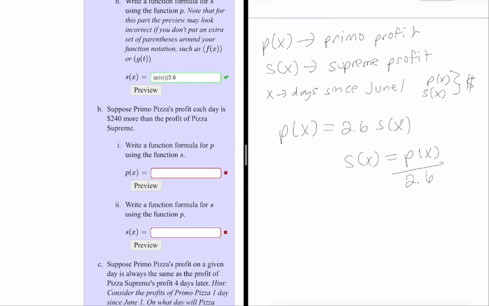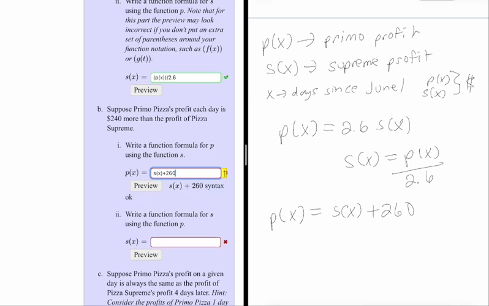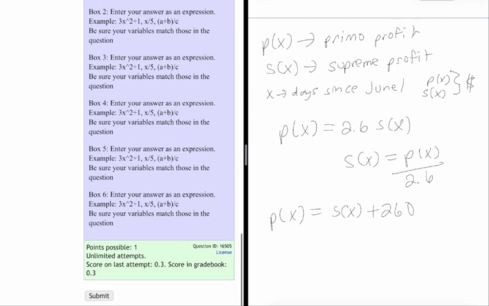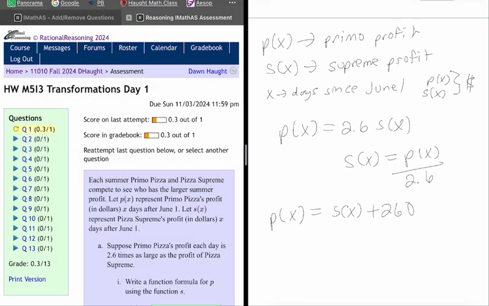Suppose Primo's profit each day is 240 more than the profit. Now that "more than" tells us that P of X is S of X plus 240. So we're just going to add to the output. So let's put S of X plus 240. If we reverse that process, we would have to subtract 240 from both sides. So this would be P of X minus 240. That's what they're looking for in that.